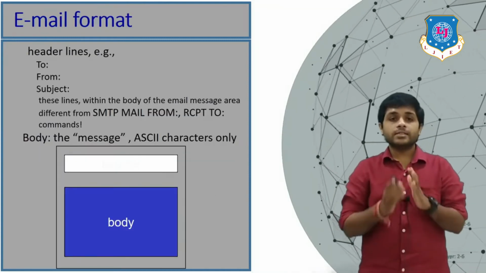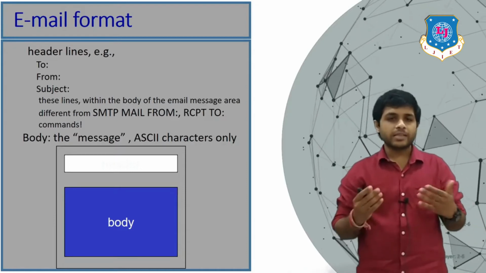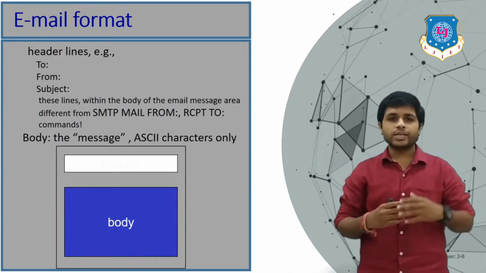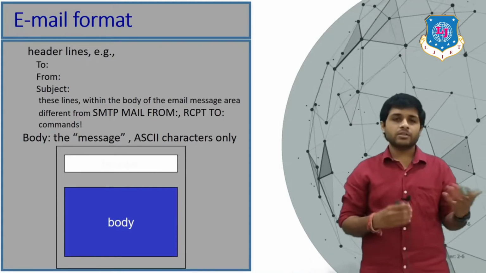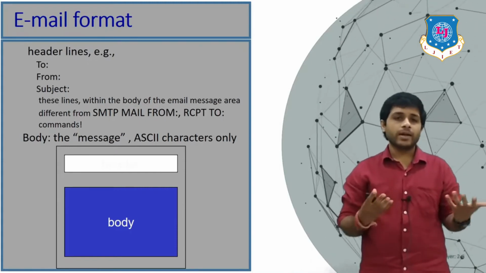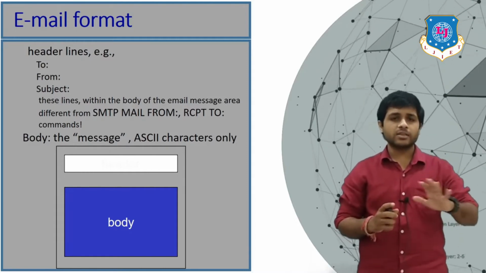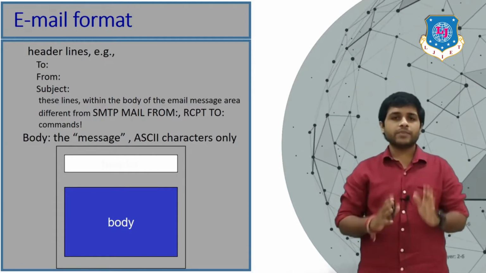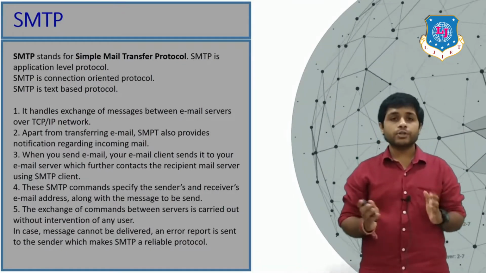Now let's see the email format. You can see that the email has different sections, such as "To", to whom you want to send the mail, and if you're receiving, then "From", then there is a subject and then there is a body. All these things are the proper basic format of the email. Now let's discuss some protocols for the email.